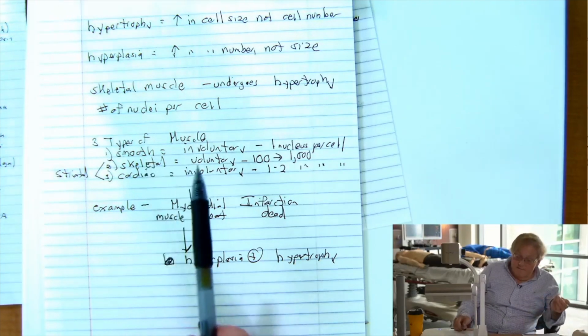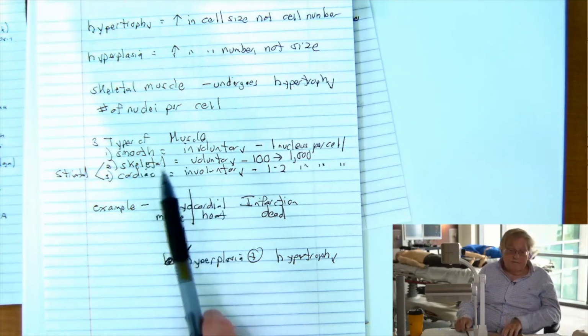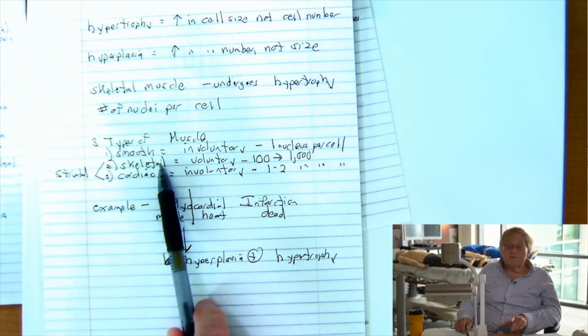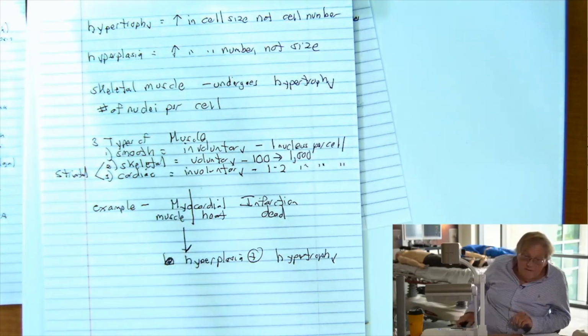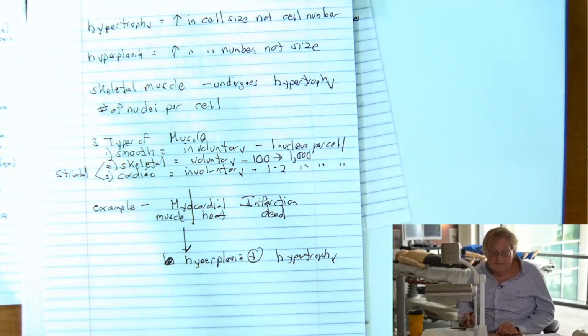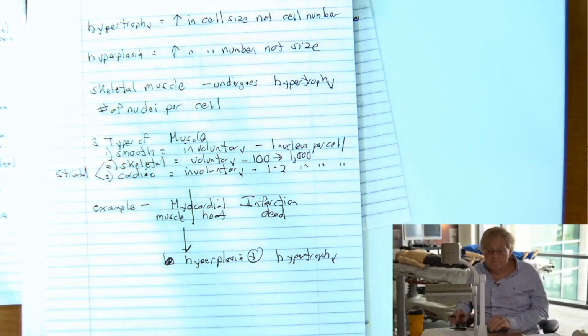I can have the same thing in heart muscle, but not in skeletal. And skeletal muscle always undergoes hypertrophy. I don't make more muscle. I only increase the size of muscle. Okay?